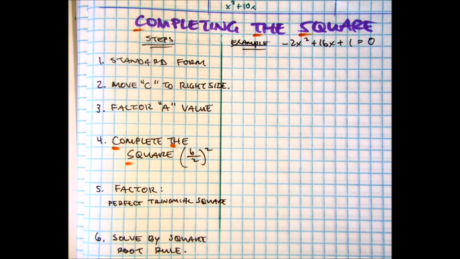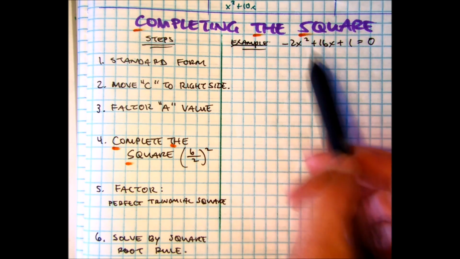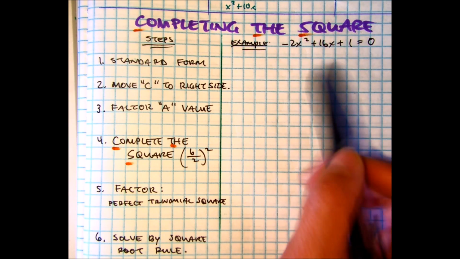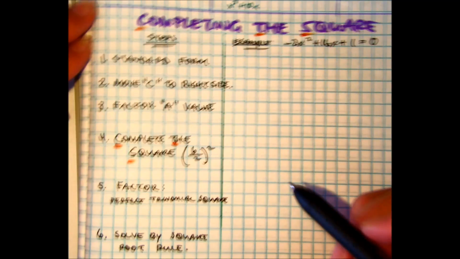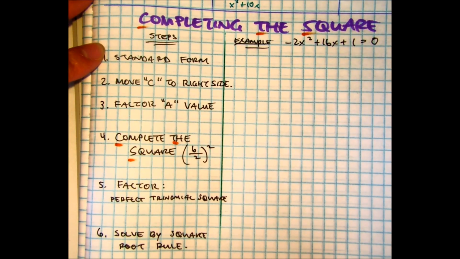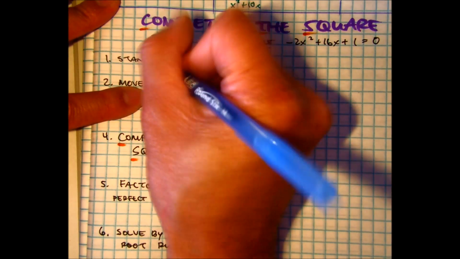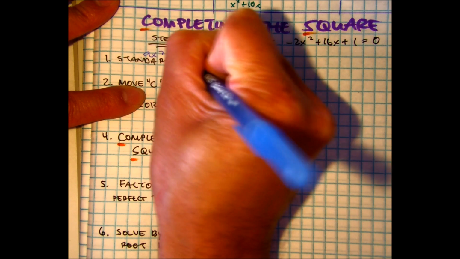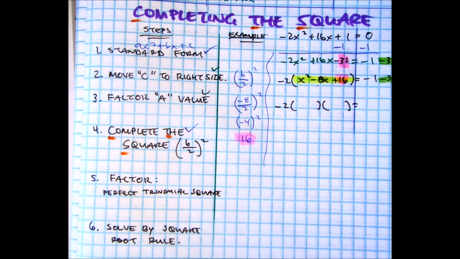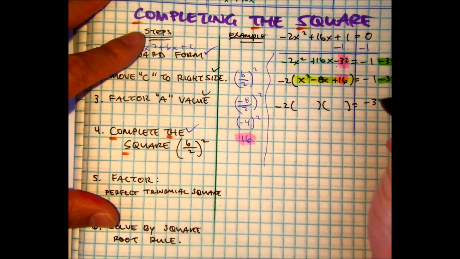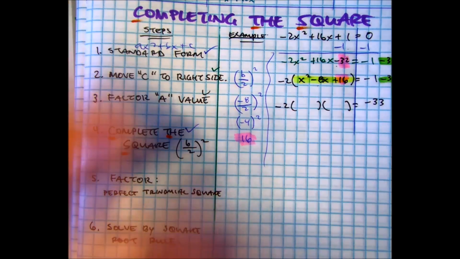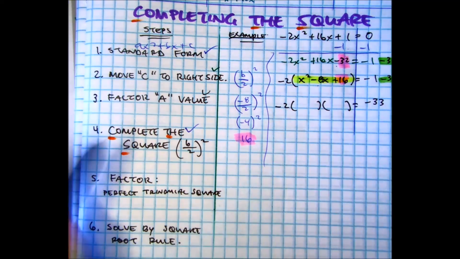Alright, so to complete the square or solve a quadratic equation by completing the square, first thing we're going to do is make sure it's in standard form. Everyone say standard form? Standard form basically is just ax squared plus b... negative 33. Here in yellow, let's factor.